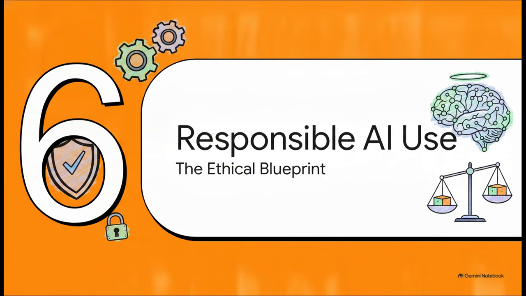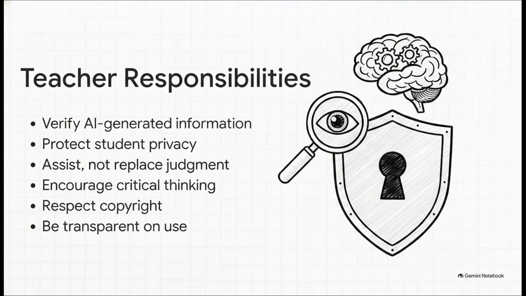Finally, Section 6, Responsible AI in Education. Let's talk about the ethical blueprint. Before you run off to test all these awesome platforms, we really have to discuss the non-negotiables. Remember, AI is your assistant, not your replacement. You absolutely must verify the information it generates, because honestly, it can and will make mistakes. You also need to fiercely protect student privacy, never ever upload sensitive grades or student data into a public AI tool. Be completely transparent with your students, and always use these tools to assist, not replace your own professional judgment.